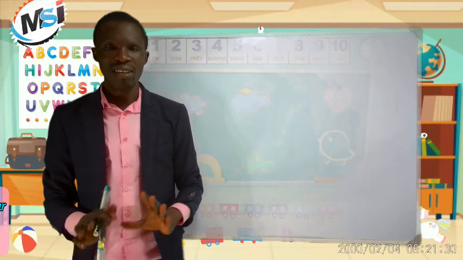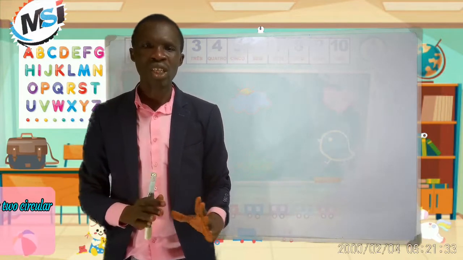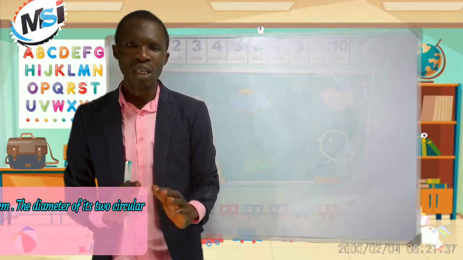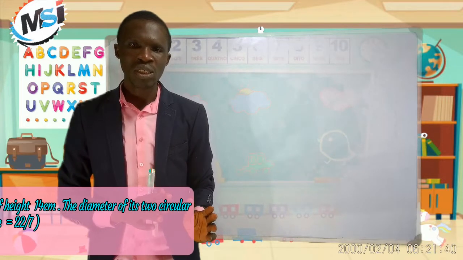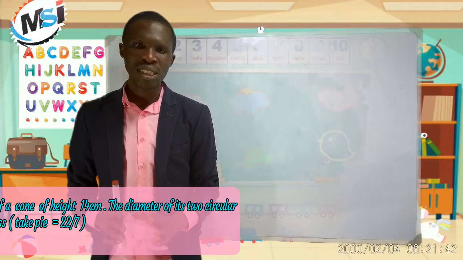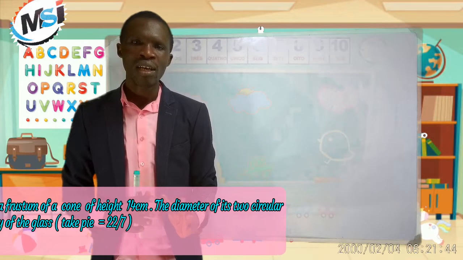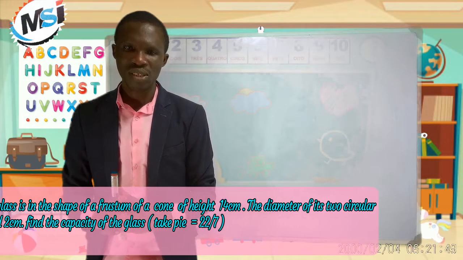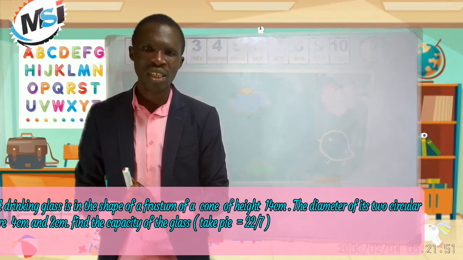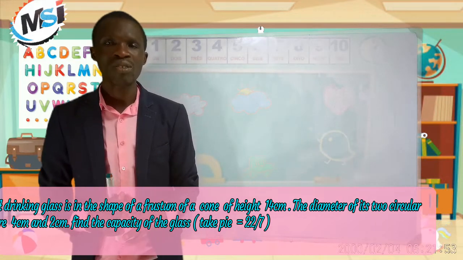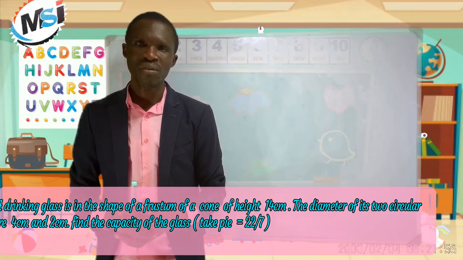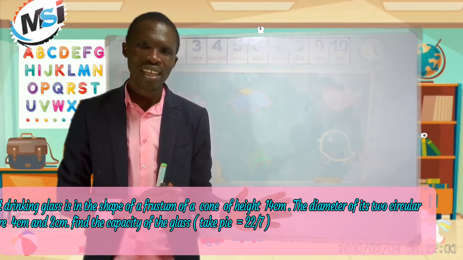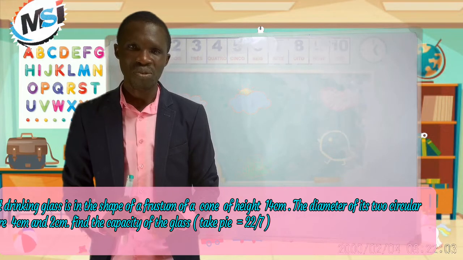Class, let's take a look at this question together. A drinking glass is in the shape of a frustrum of a cone of height 14 centimeter. The diameter of its two circular ends are 4 centimeter and 2 centimeter. Find the capacity of the glass. Take pi to be 22 all over 7. Now, if you understand the formula to apply, this question is very simple for you.